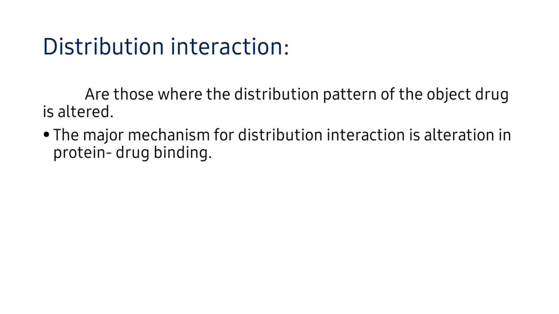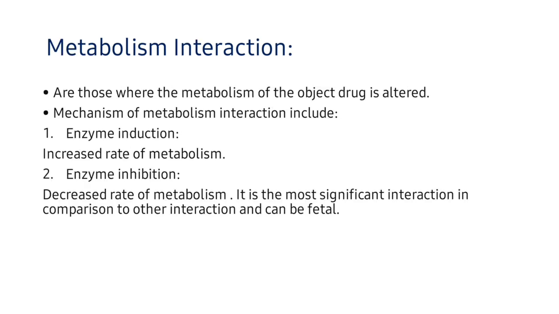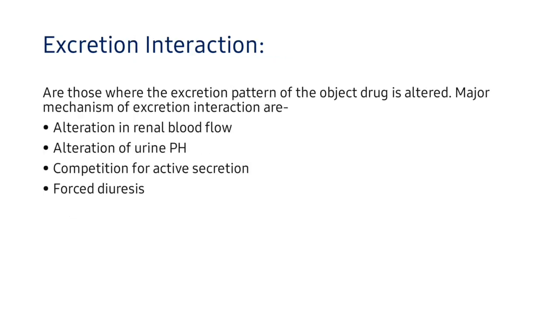Now, distribution interactions are those where the distribution pattern of the object drug is altered. The major mechanism of distribution interaction is alteration in protein drug binding. Metabolism interactions are those where the metabolism of the object drug is altered, and mechanisms of metabolism interaction include enzyme induction, increased rate of metabolism, enzyme inhibition, decreased rate of metabolism. It is the most significant interaction in comparison to other interactions and can be fatal.